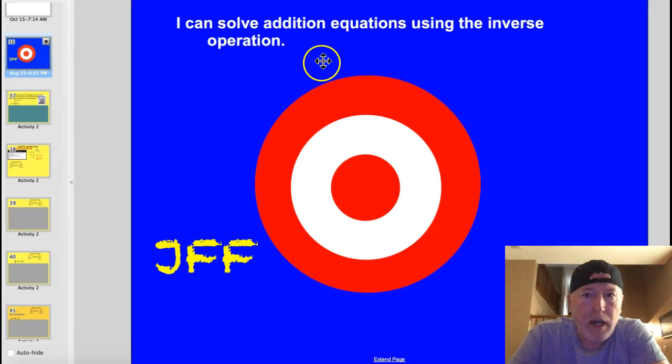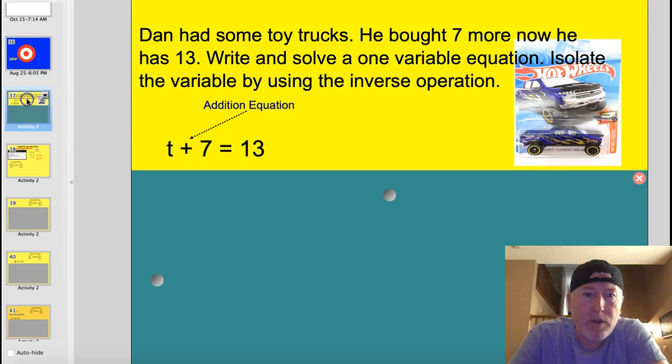Tonight officially, I can solve addition equations using the inverse operation. Well, that's kind of a mouthful. I'm going to even give you a bigger mouthful here. Dan had some toy trucks. He bought 7 more. Now he has 13. Write and solve a one variable equation. Isolate the variable by using the inverse operation. Yeah, I know, that's a lot. Let's have some fun first.